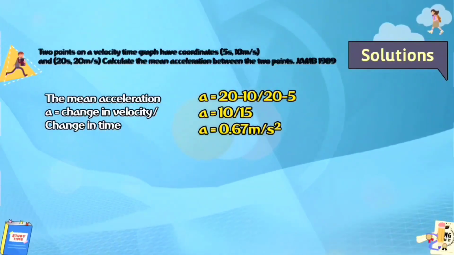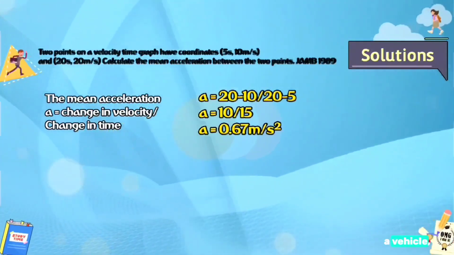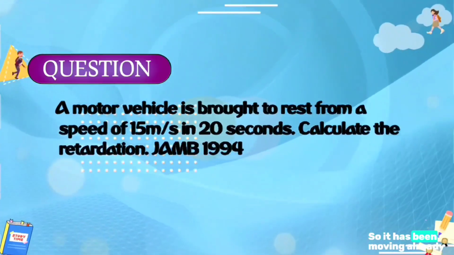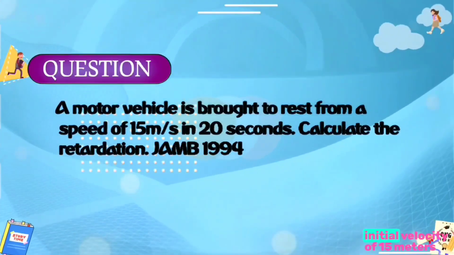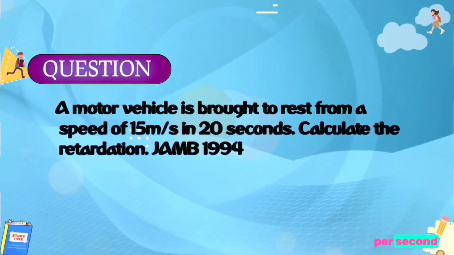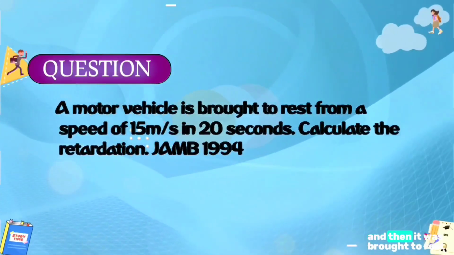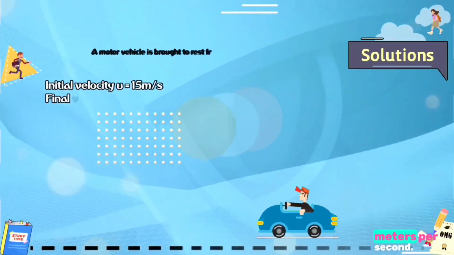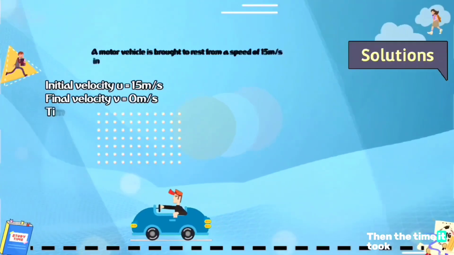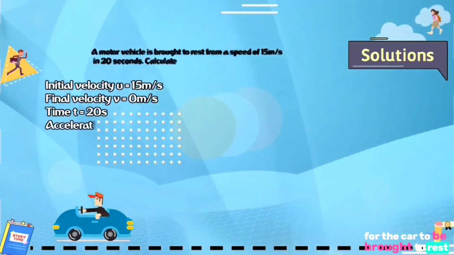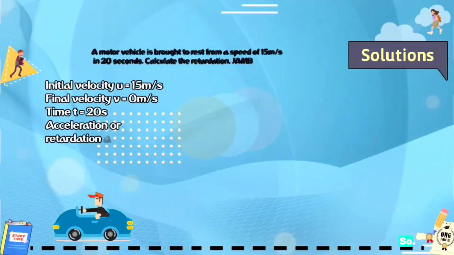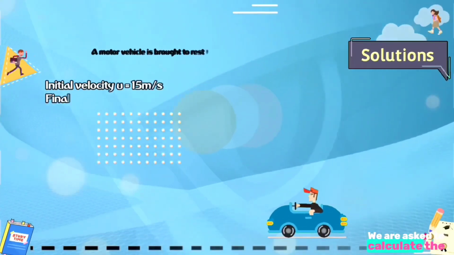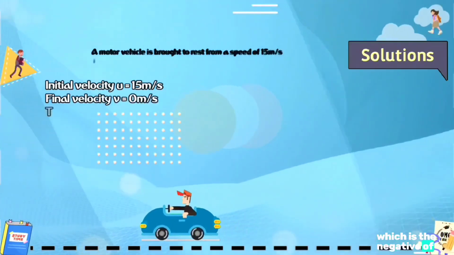Take note of that. Our next question, a motor vehicle is brought to rest from a speed. So it has been moving already with an initial velocity of 15 meters per second. You can see the car moving, and then it was brought to rest. Our final velocity will equal 0 meters per second. Then the time it took for the car to be brought to rest was 20 seconds. So you can see that our T is equal to 20 seconds. We are asked to calculate the retardation, which is the negative of acceleration.